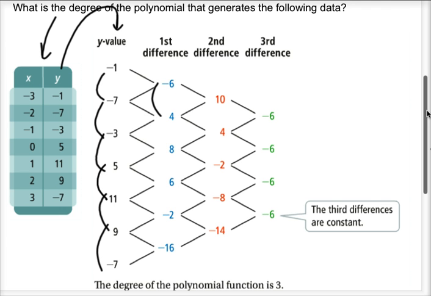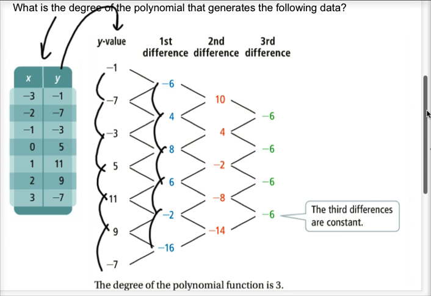So the difference between negative 6 and 4, well, you have to add 10. The difference between 4 and 8, you have to add 4. Difference between 8 and 6, you have to subtract 2. 6 and negative 2, you have to subtract 8. Negative 2 and negative 16, you have to subtract 14. Now notice, you're still looking at different numbers here, okay?